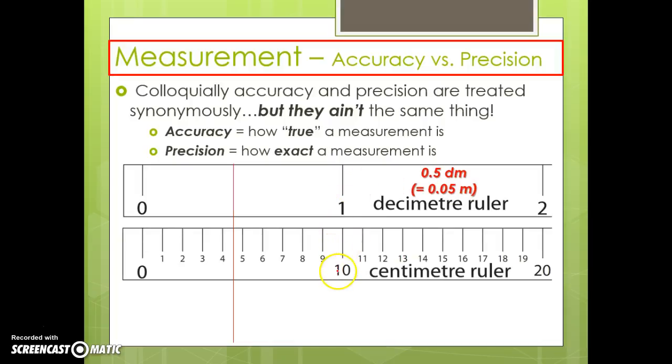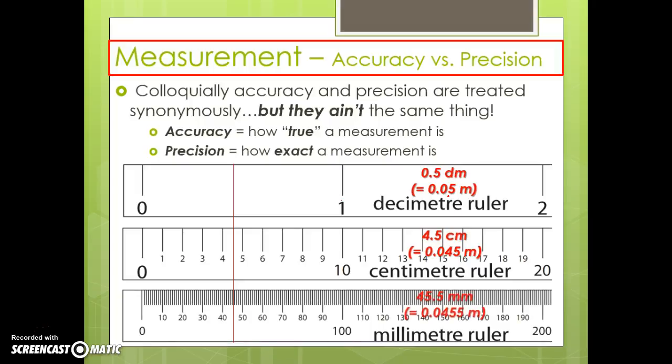Now let's insert another ruler at the same length. So here we inserted a centimeter ruler. Now we see that the 10 centimeter mark is on the 1 decimeter, which means it's accurate. But now look here. We thought it was 0.5 decimeters, but when we inserted the actual ruler, it's not on the 0.5, it's at 0.45. So now we learned that it was actually 4.5 centimeters and 0.045 meters. Now 0.045 meters is much different than 0.05 meters.